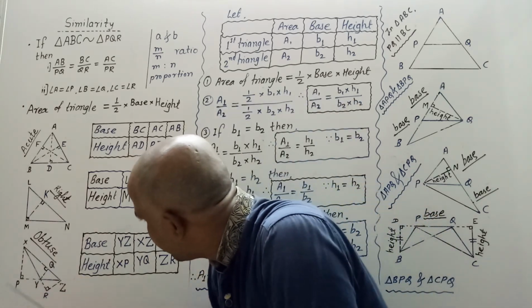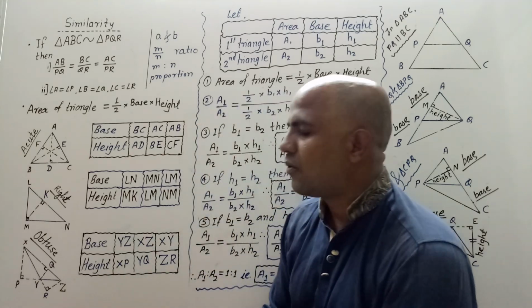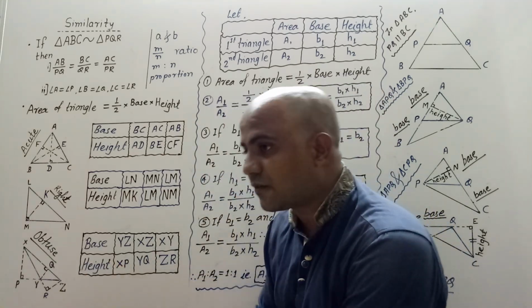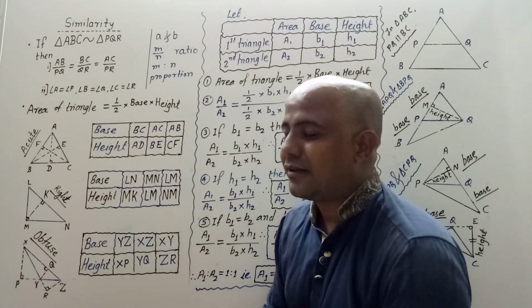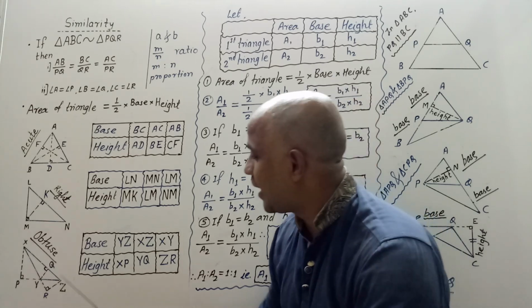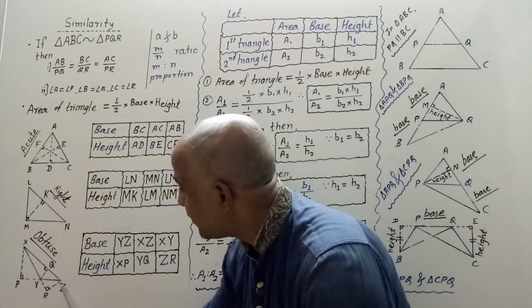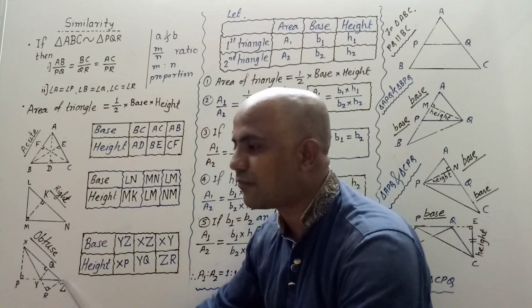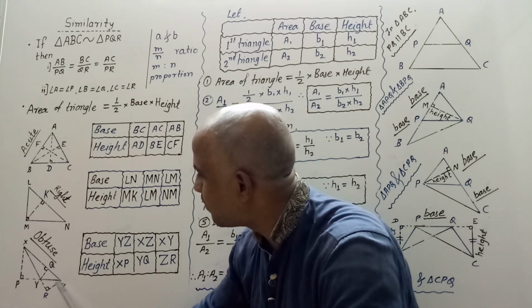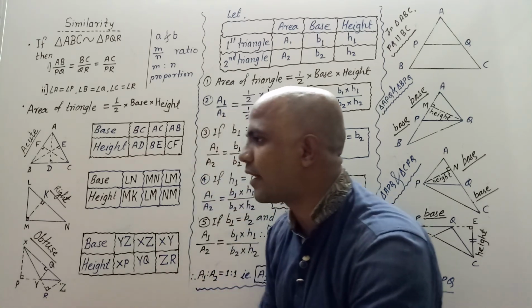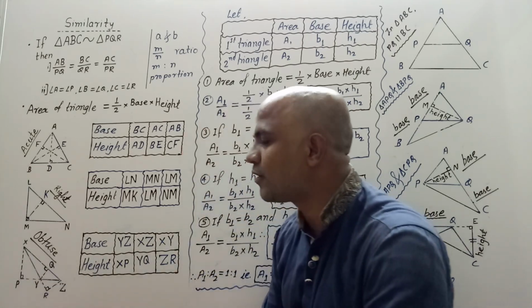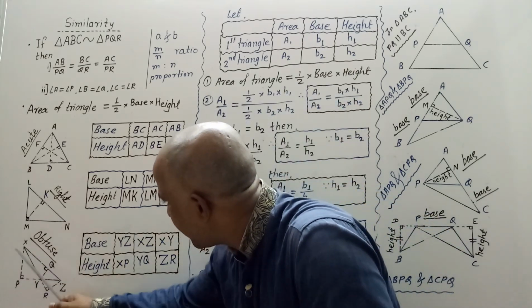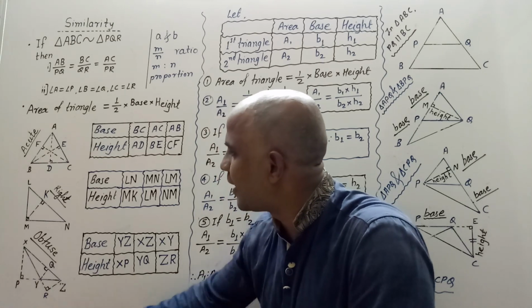Similarly, if you take XY as the base, what happened? XY is the base. What is the remaining letter? Z is the remaining letter, and the height must be from the point Z. Then if you draw the perpendicular from Z, we have to draw the perpendicular going outside the triangle. Means ZR is the height of that. Means when XY is the base, ZR is the height.